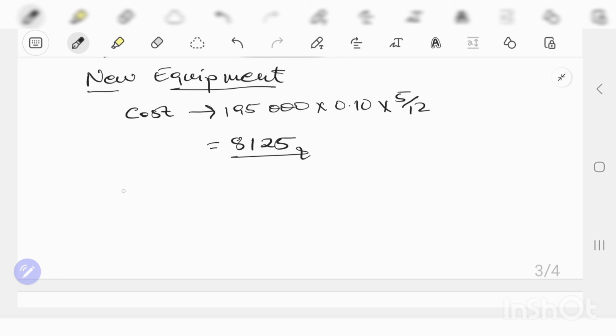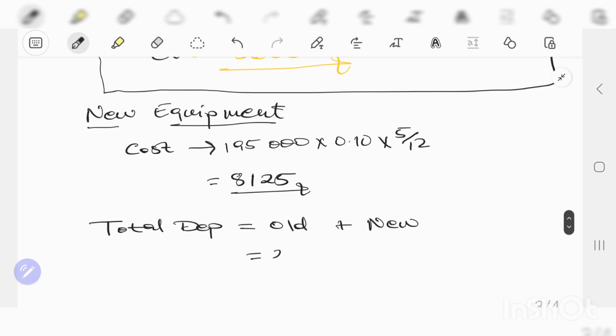What's the total depreciation on equipment now? Total depreciation on equipment for the year is the depreciation on the old plus the depreciation on the new equipment. So what's the depreciation on the old equipment? It is 27,999. So add the depreciation of the new equipment, which is 8,125. So the total is going to give us 36,124.